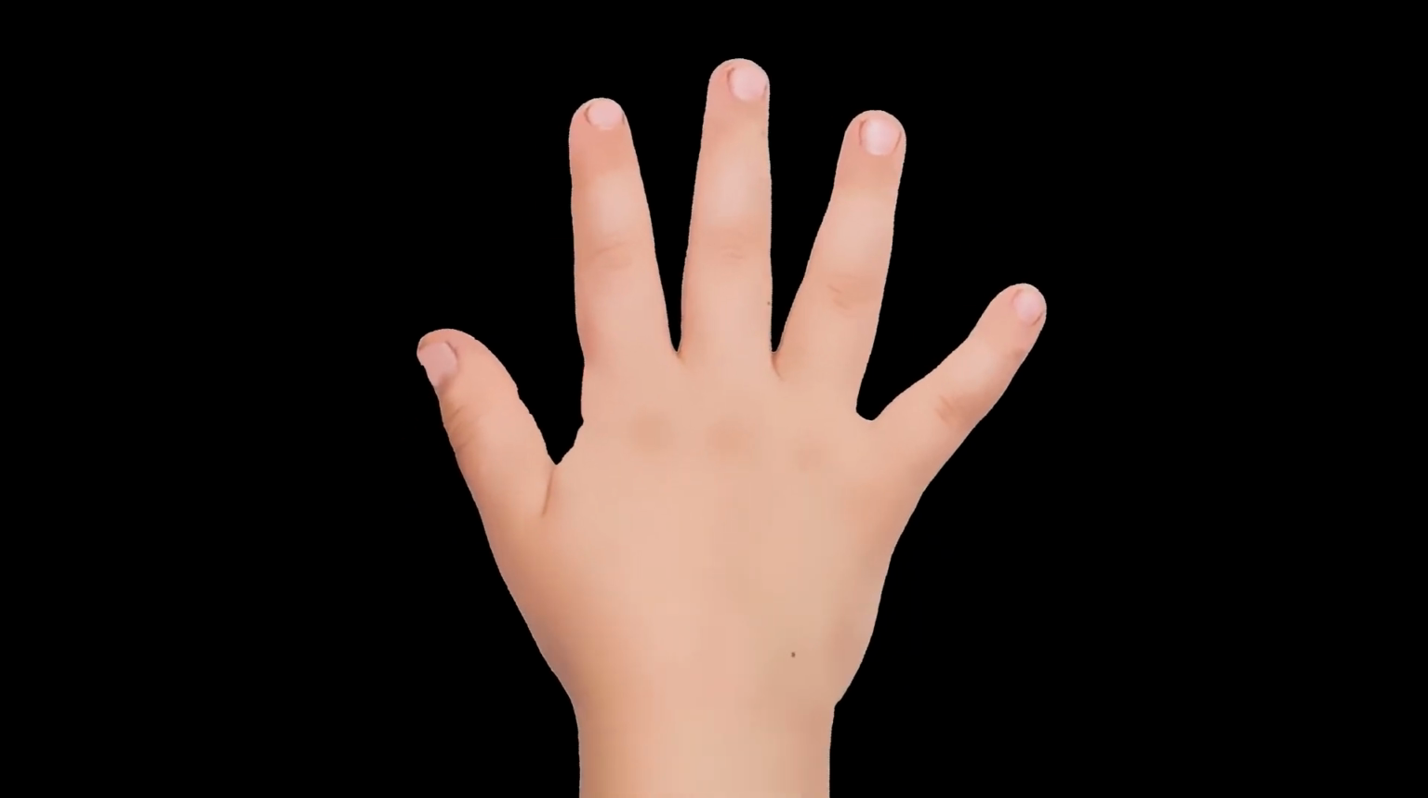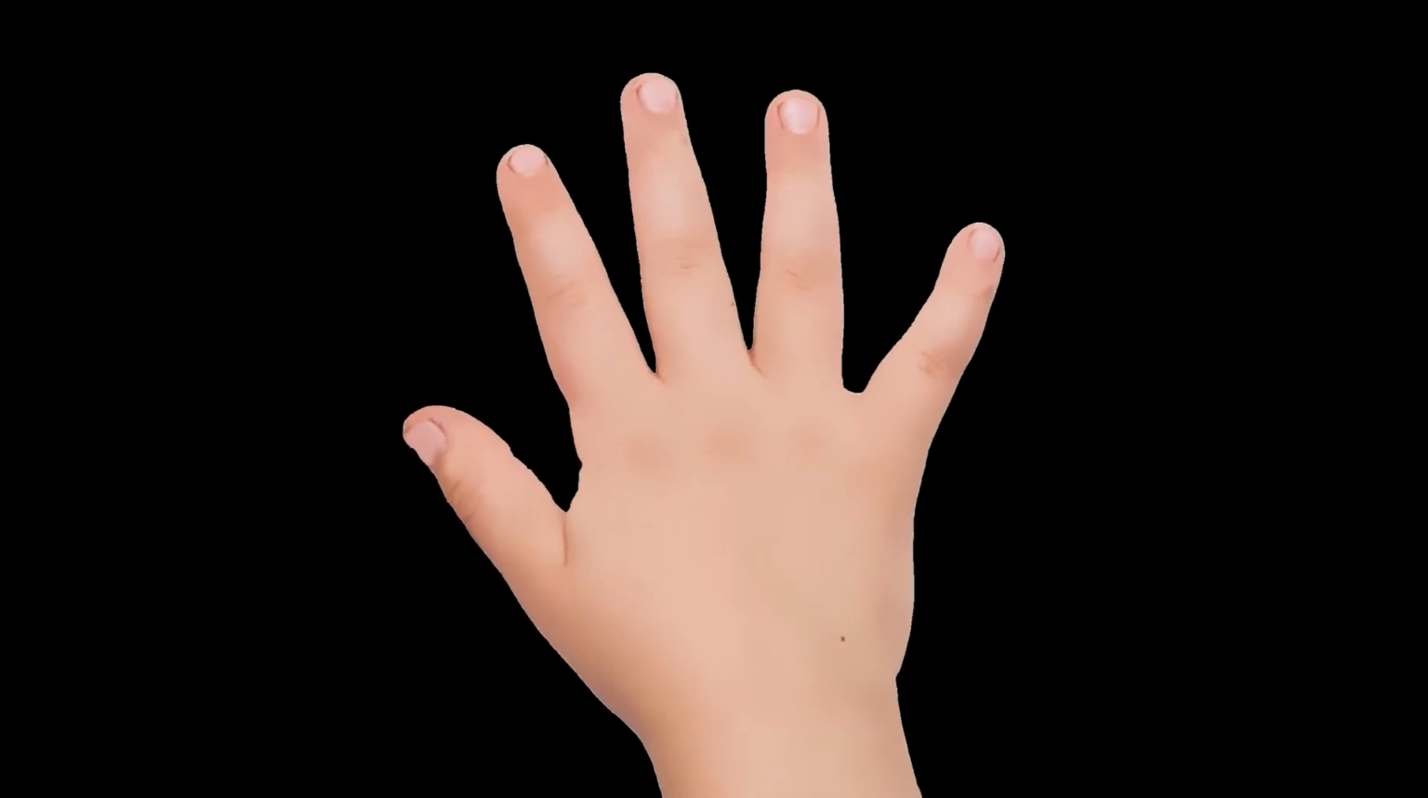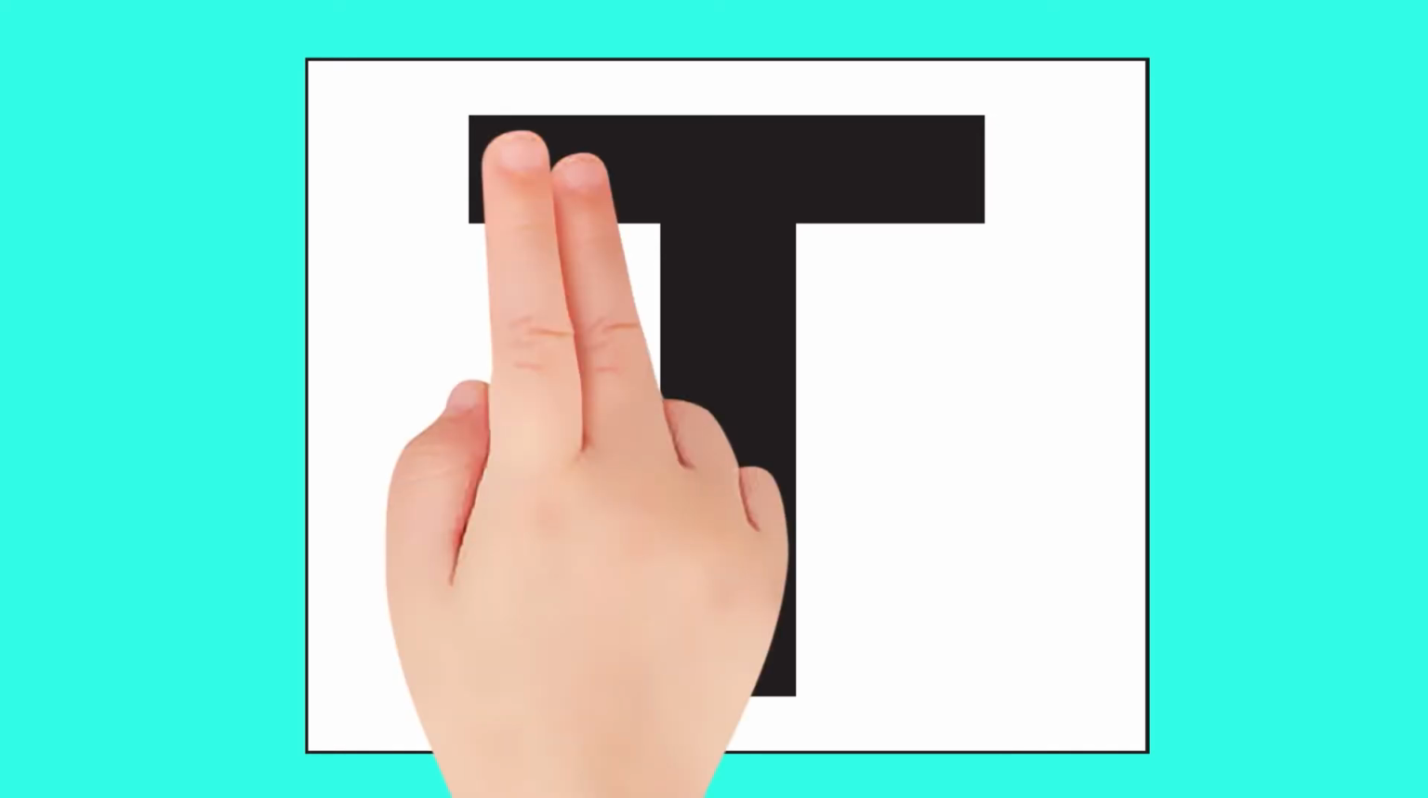This is big letter T. T is the name. T is the sound. These are our 5 fingers. We will use these 2 fingers. Now, we are going to learn by tracing. We start from here.